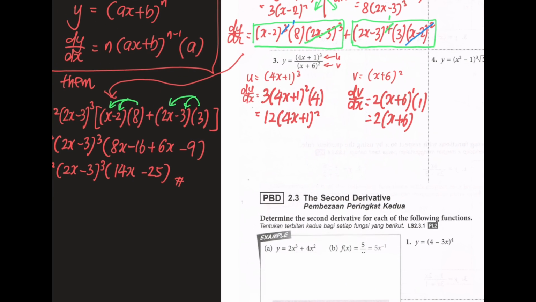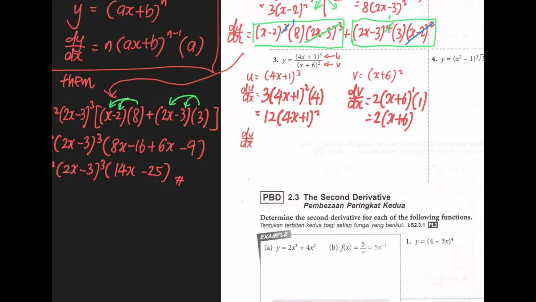Okay. Now we use quotient rule. dy over dx equals, if you still remember this, multiply with this first, followed by this multiply with this. The green color comes first. So (x plus 6) power 2 multiply with 12 (4x plus 1) power 2, minus u, (4x plus 1) power 3, multiply with 2(x plus 6), divided by v square, our formula, v square, (x plus 6) power 2 and power 2 again, so it becomes power 4. So that is v square at the bottom. For the v square at the bottom, no need to do anything, just leave it there.